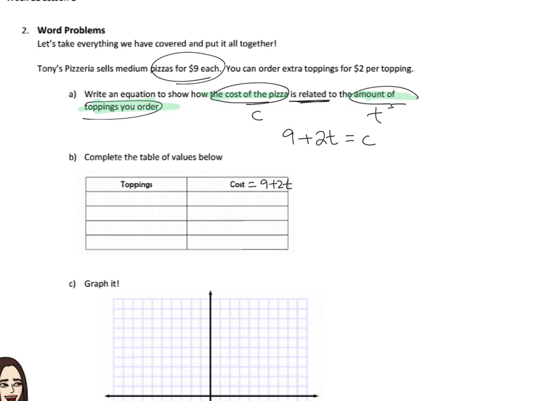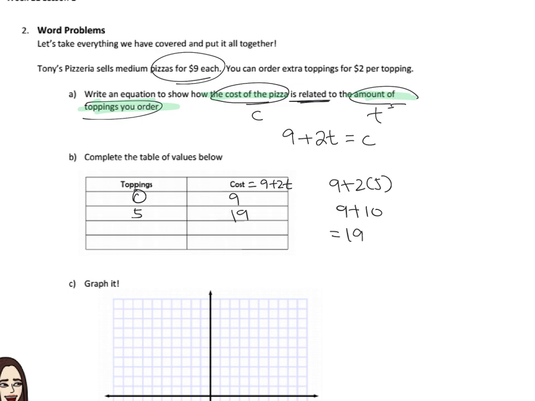For toppings, we can put in anything we want, right? What if we don't add any toppings? If we don't add any toppings, it's just going to cost us $9. What if we add 5 toppings? We're going to go 9 plus 2 times 5, 9 plus 10, that's going to cost us $19.